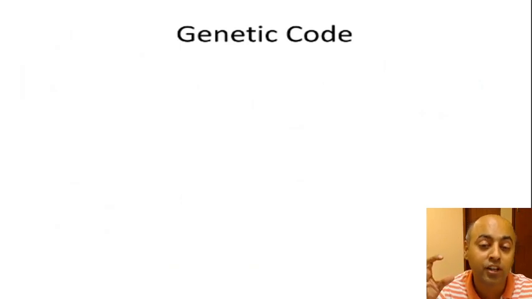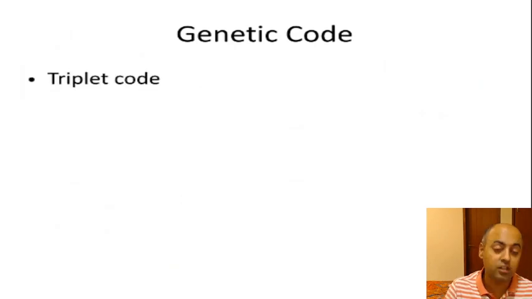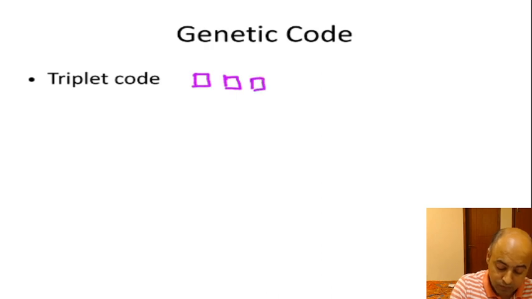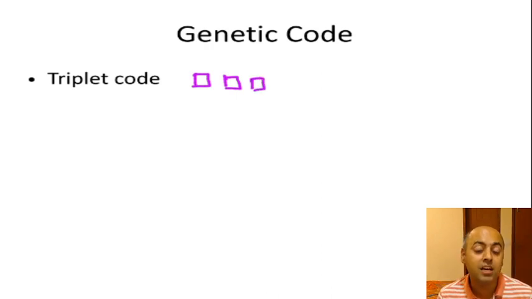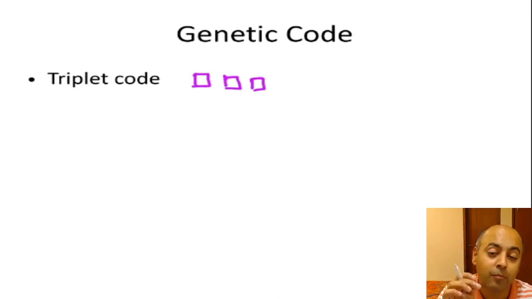Surprisingly, when you compare the genetic code of the different organisms on this planet Earth, you'll come to know that the genetic code among all organisms is very similar. There may be minor differences of even less than 1%, but the majority of the genetic code in the organisms is exactly similar. So what are the points in the genetic code? Number one, the genetic code is a triplet code, which means we have to have three nucleotides to make up the genetic code.